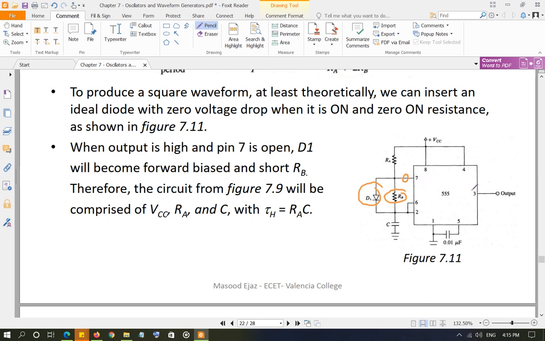So if the ideal diode is here, this diode is going to become open circuit as soon as the discharge goes to open circuit. Remember, when the output is low, discharge is at ground. When it is at ground, of course, D1 is going to be reverse biased because the capacitor voltage here is going to be greater than the ground. But when the discharge pin goes to open circuit, when the output goes high, then VCC is of course greater than ground, so this D1 is going to become forward biased and the current is going to flow through this route. Basically your RB is going to be shorted out by D1.